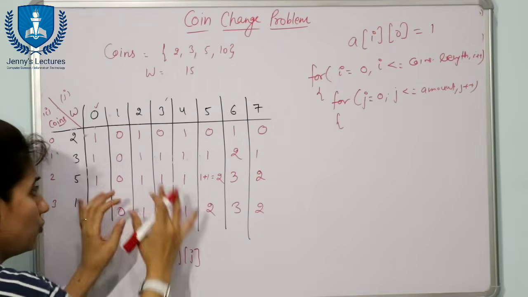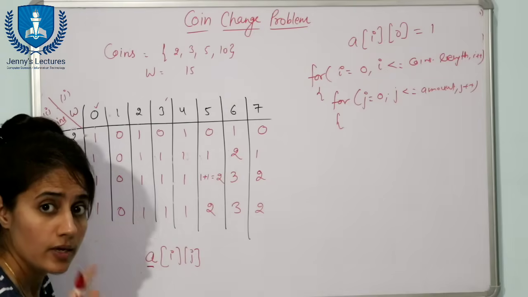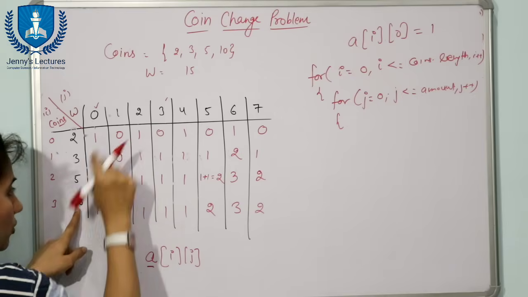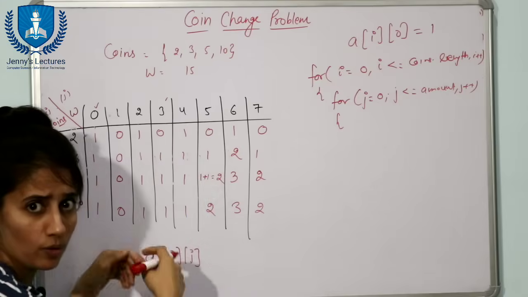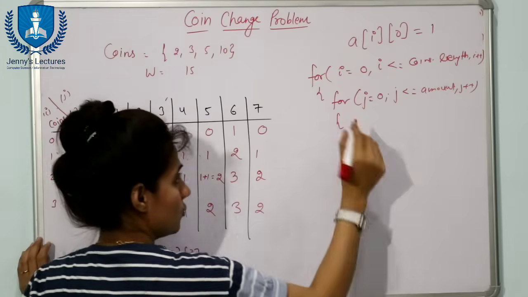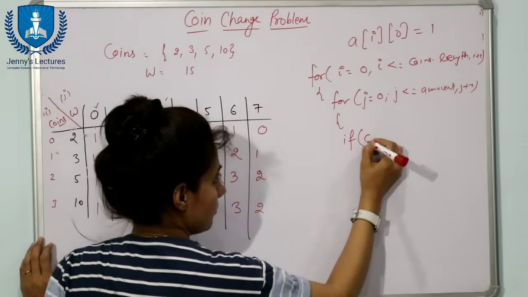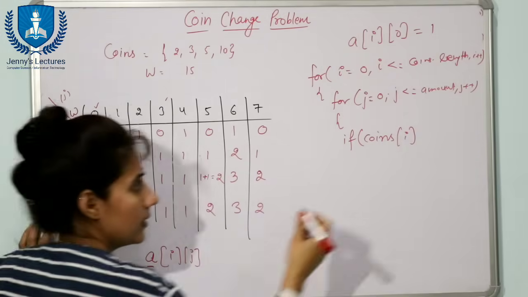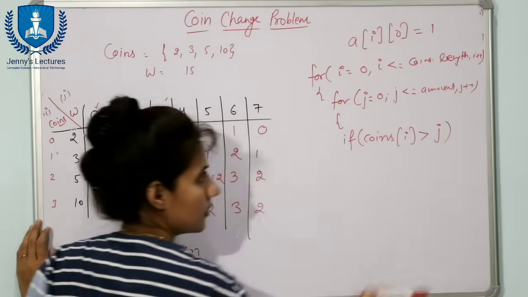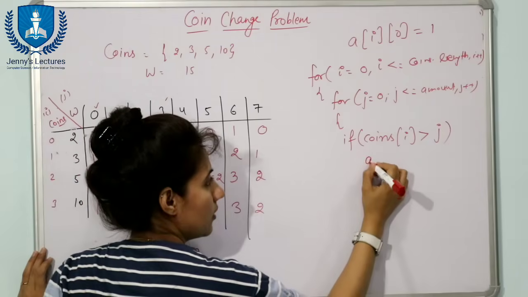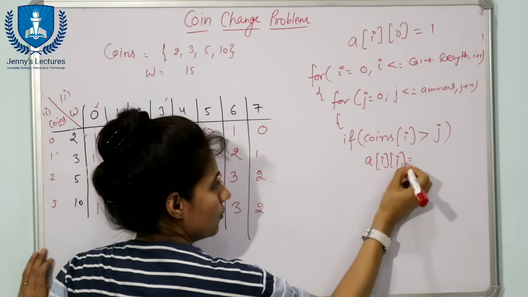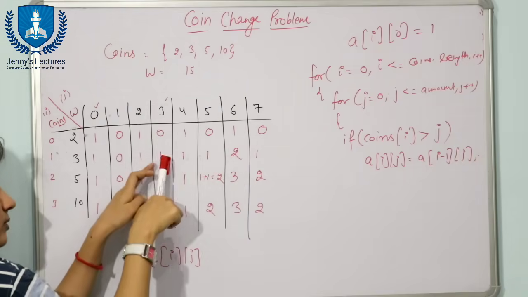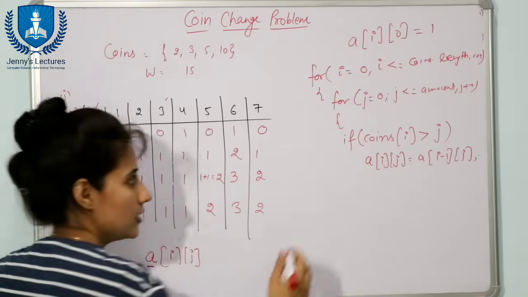Now you have to apply the logic. How did you fill these cells? Okay, the simple rule is: if this coin value, this row value, is greater than this amount, then simply copy the value from the above cell. So just check a condition. If coins of I is greater than j, then simply A of I of j is equal to A of I minus 1 and j. I minus 1 means from the upper row copy the same value.